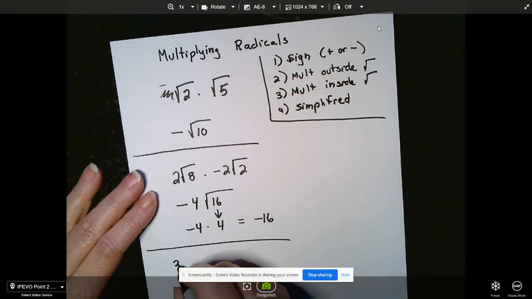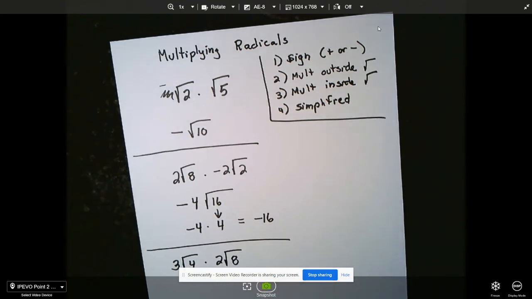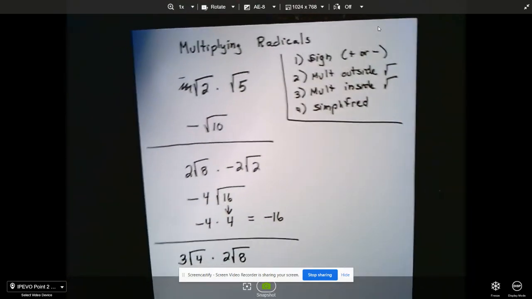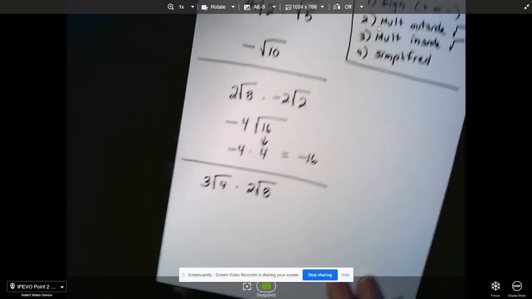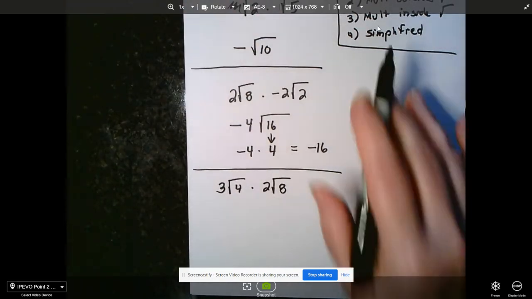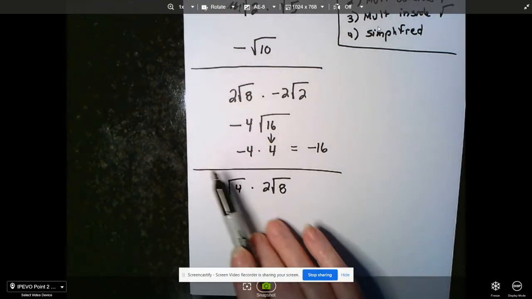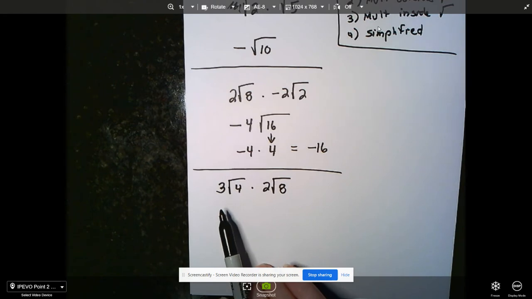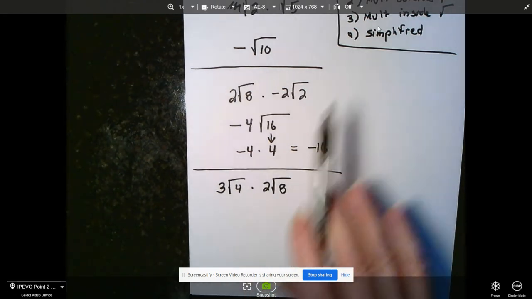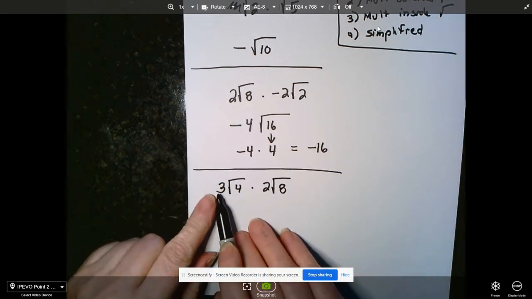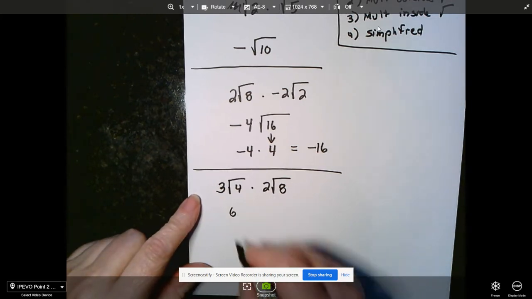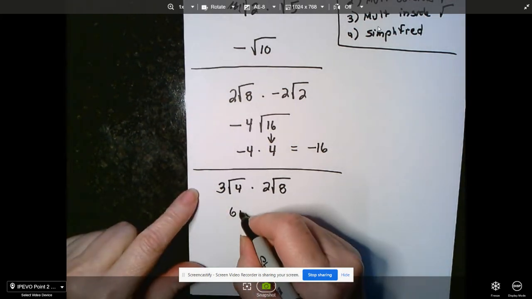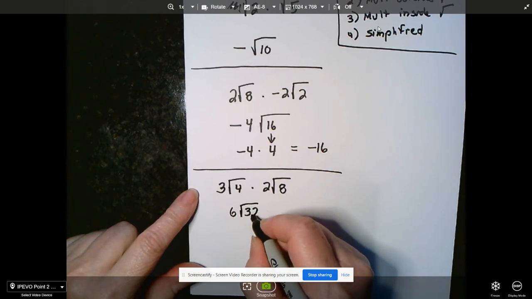Let's say 3 times the square root of 4 times 2 times the square root of 8. Let's make this so you can see it. All right. So I'm going to see whether my answer will be positive or negative. Well, they're both positive, so I know my final answer will be positive. I'm going to multiply the numbers outside the radical. So 3 times 2 is 6. I'm going to multiply the numbers inside the radical. 8 times 4 is 32.